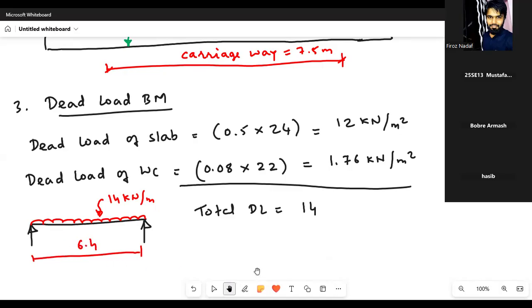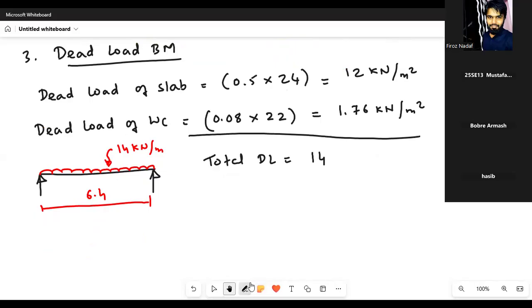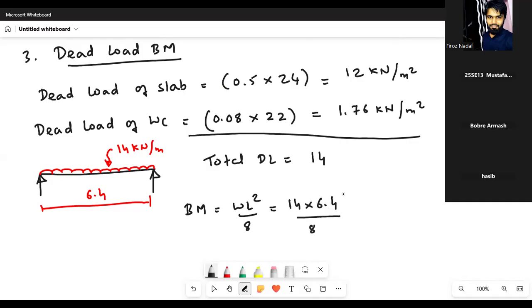Now, what is the bending moment? Dead load bending moment. If a simply supported beam is subjected to UDL over the entire span, the maximum bending moment is WL square by 8. You know that. W is 14, L is 6.4, so 14 into 6.4 square divided by 8. This is coming as 72. You can round up 72 kilonewton meter. So this is your dead load bending moment.